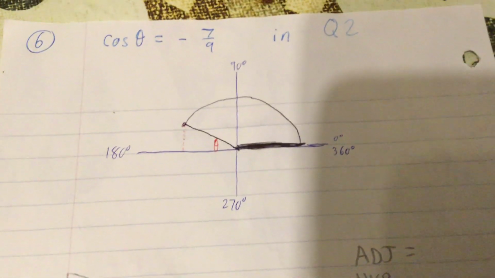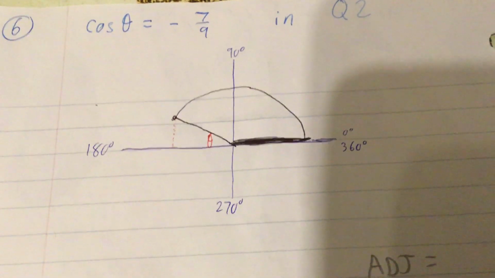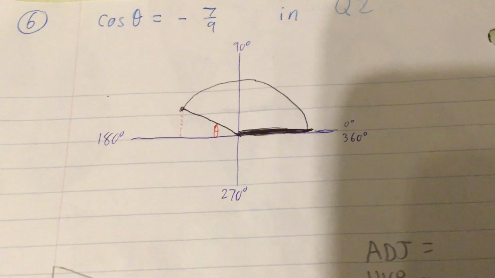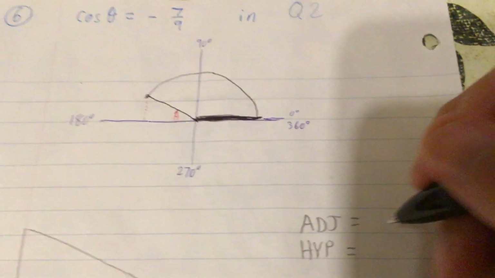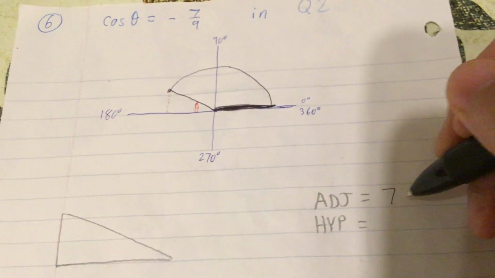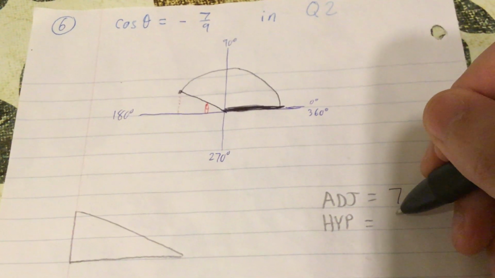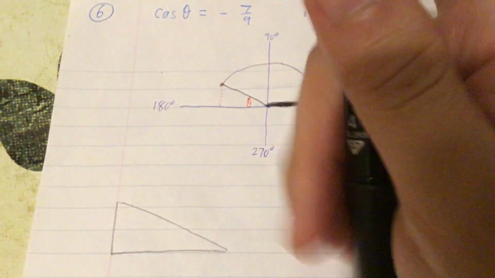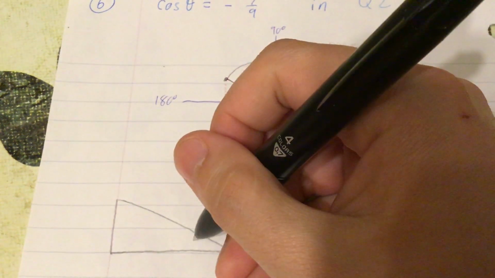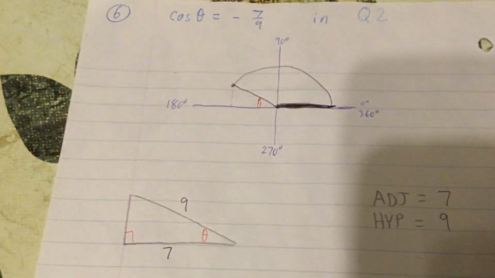So now, ignore the negative sign. That causes me anxiety. Just ignore it. Cosine, what is that? Adjacent over hypotenuse. The adjacent side of angle theta has to be 7. The hypotenuse of angle theta has to be 9. So now that I've got my angle theta in the diagram, adjacent is 7, hypotenuse is 9, solve for that reference angle.